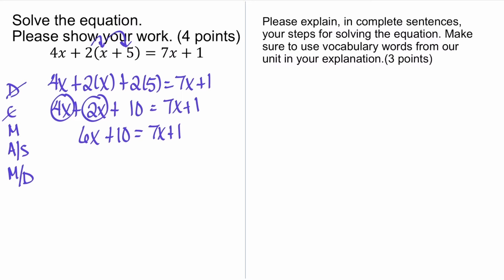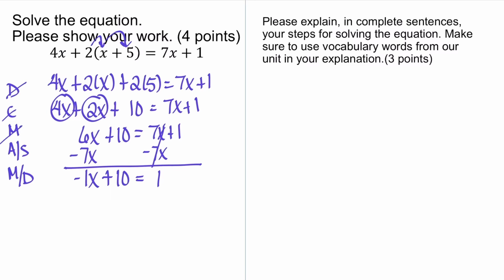So now I need to move all my variable terms to one side. On the right side, I have 7x. Remember, when I move them to the other side of the equal sign, I have to do the opposite. Since that's a positive 7x, I'm going to subtract it from both sides. So 6x minus 7x is going to be negative 1x. I have plus 10 equals 7x minus 7x cancels, and then I have 1.